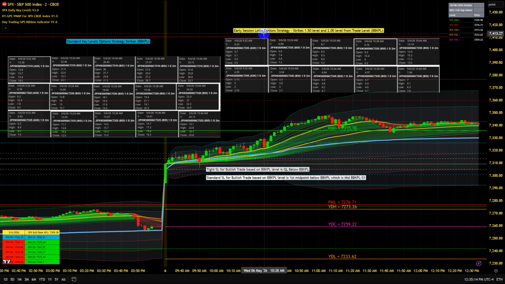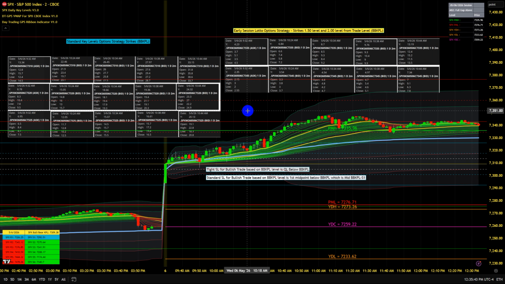And the reason that these are lotto option strategies for early session versus the standard one is simply because of the cost. Because of the cost involved, you have one additional stop loss option that you can use on the early session lotto option strategy that you're not going to be able to use with these.